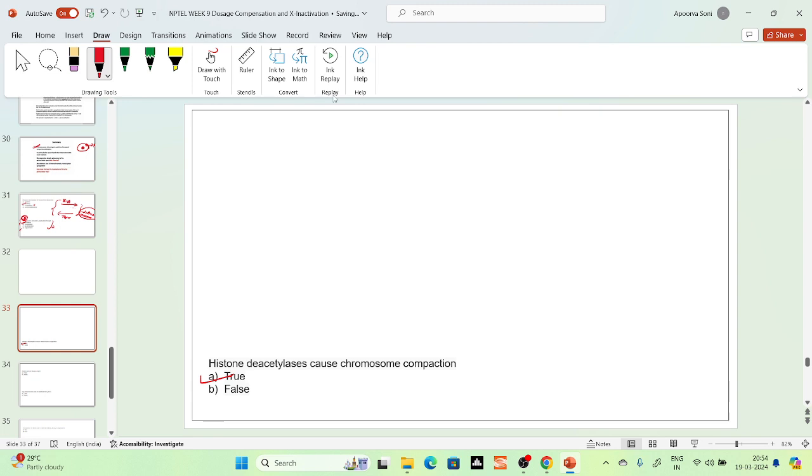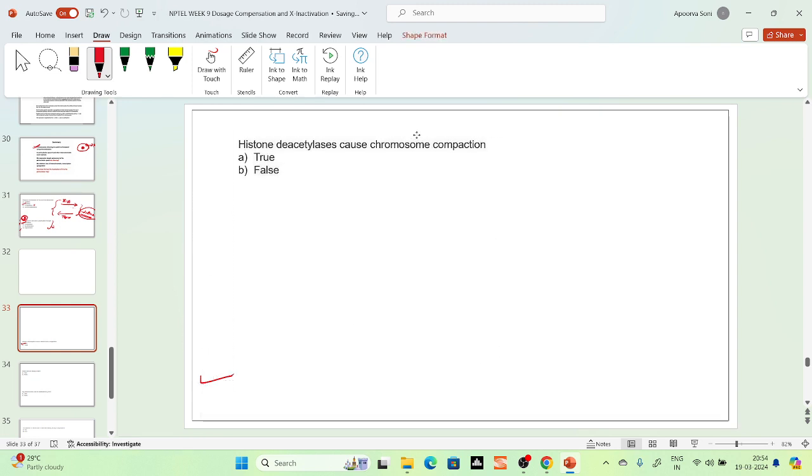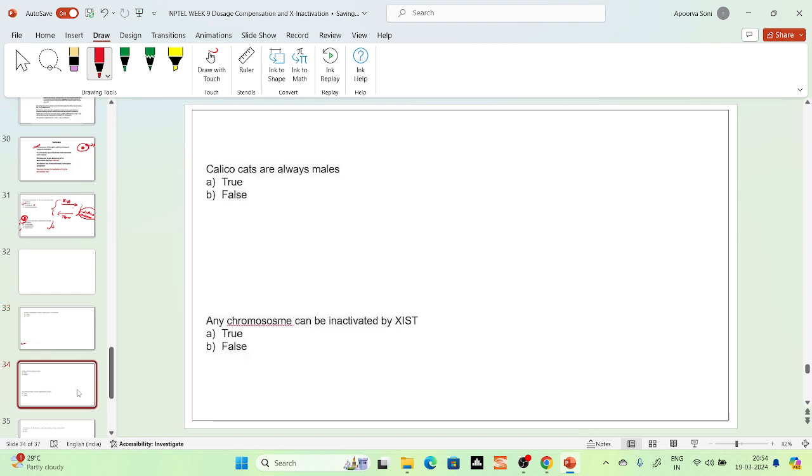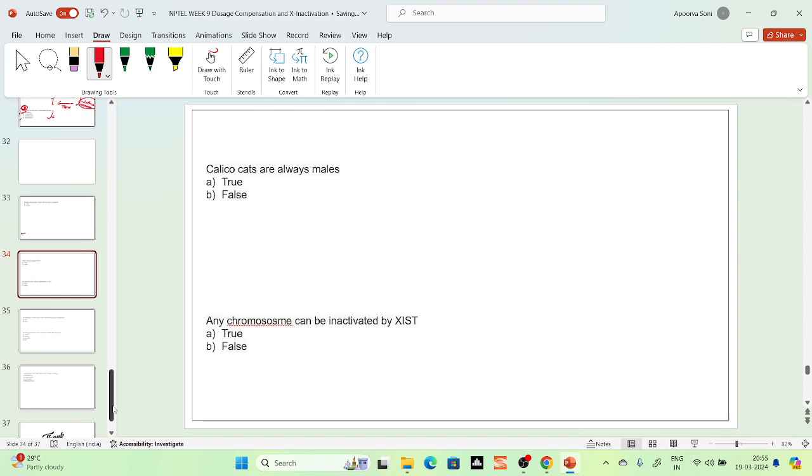So now you see everything is gone. I don't know what is happening. Anyways, the next question is, calico cats are always males. True or false? Think, and then I'll switch the screen. Calico cats are always males. True or false? Okay, I'm switching the screen.